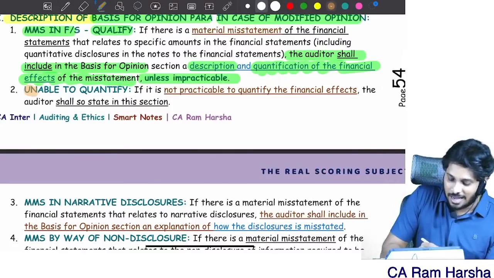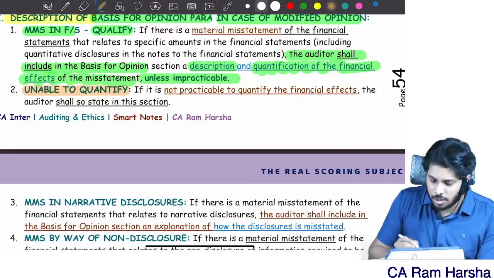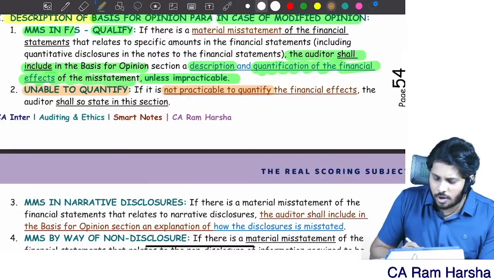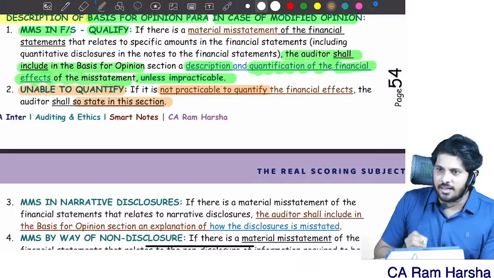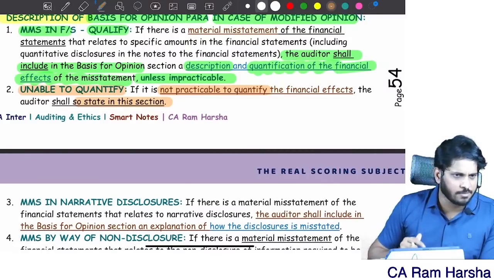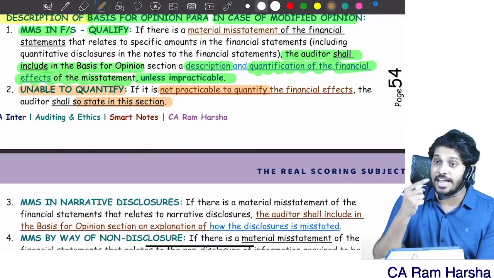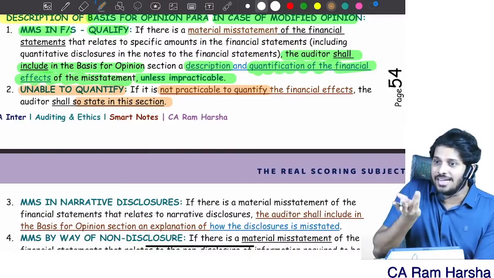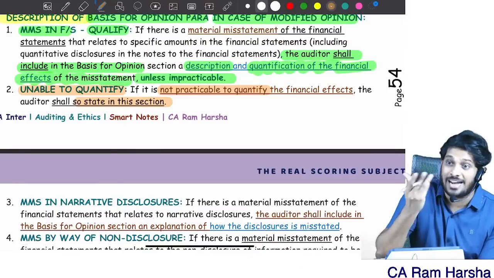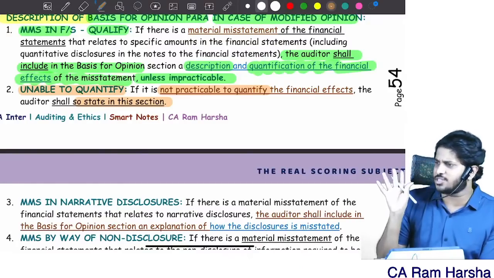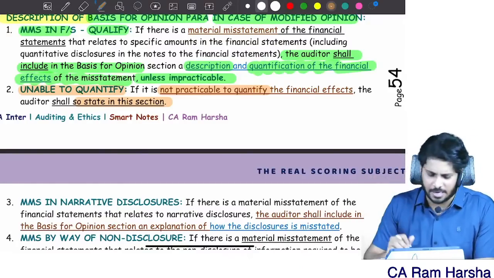Suppose, "Sir, I am unable to quantify." What should I do? If it is not practicable to quantify, state that you are unable to determine. Have you seen that or not? "The effect of non-consolidation has not been determined." It is not practicable to determine. State that it is not possible to determine the impact.